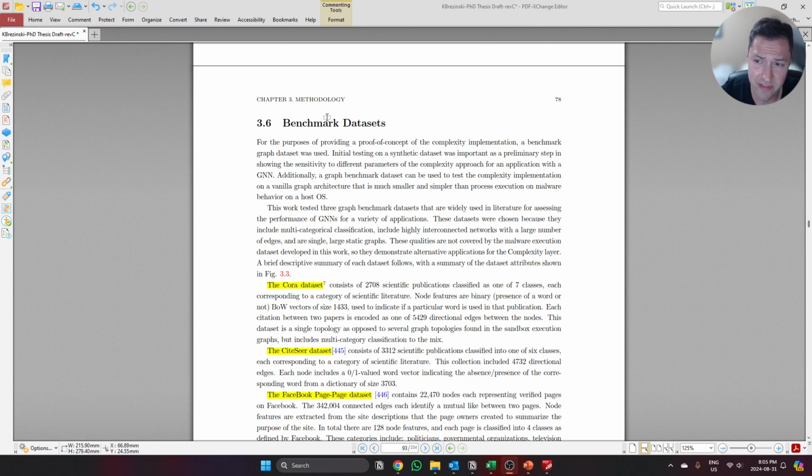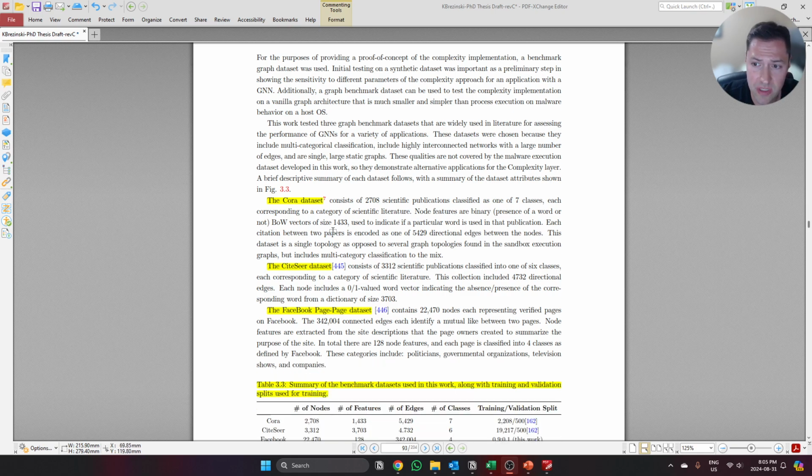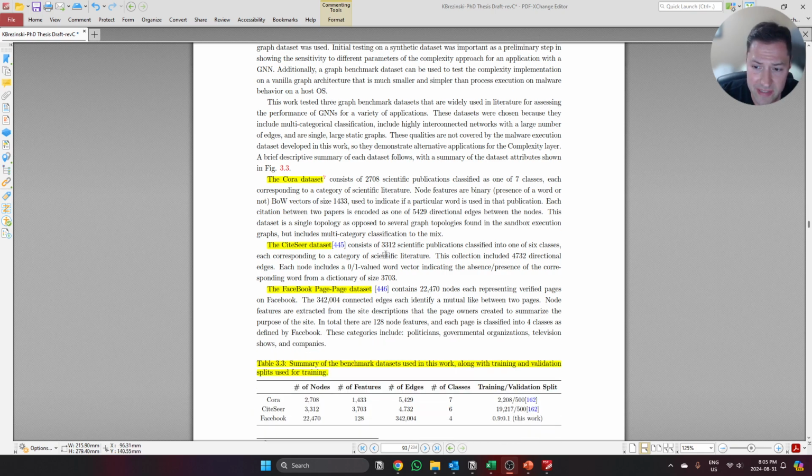sets that isn't fully fleshed out in the PowerPoint slides, and that's related to these graph benchmark data sets. So in the full thesis work, we looked at 3 groups of data sets which correspond to 3 different types of graph behavior, one being the Cora, CiteSeer, and Facebook page data set. And table 3.3 here has a summary of all 3.